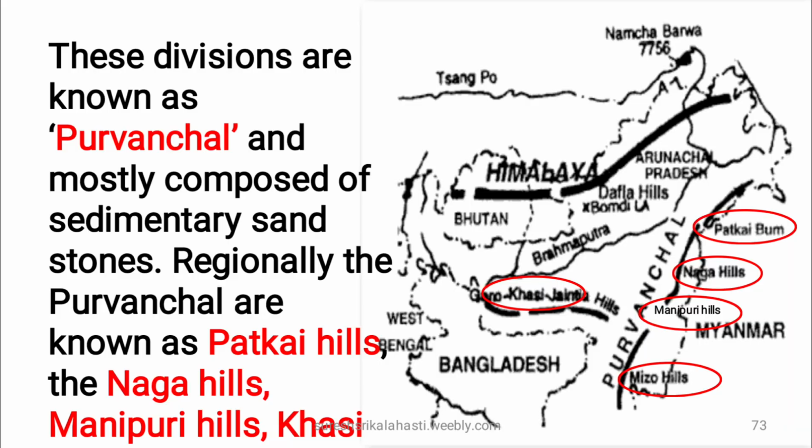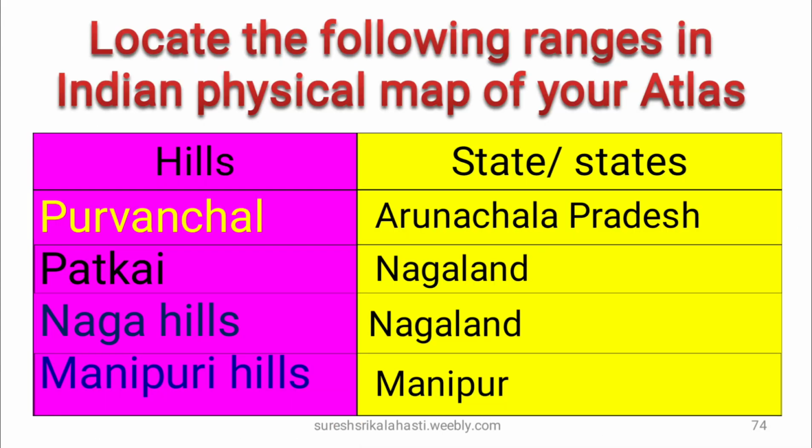These divisions are known as Purvanchal Hills and are mostly composed of sedimentary sandstones. Regionally, the Purvanchal are known as Patkai Hills, Naga Hills, Mizo Hills, Manipuri Hills, Khasi Hills, Garo Hills, and Jaintia Hills. So this is the extension. It has an extension up to Andaman and Nicobar Islands. Look at the following ranges in the Indian physical map of your atlas. Take it with the help of your atlas.